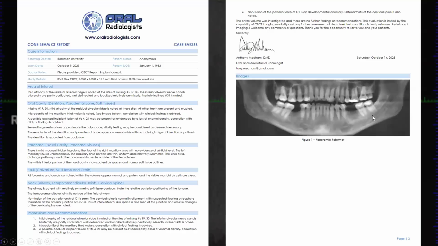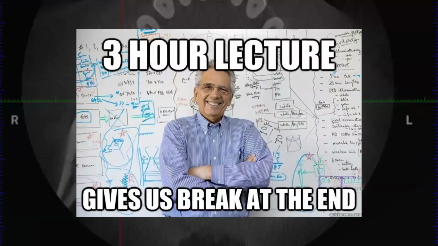This is maybe a more recent one where I have the panoramic reformat. Sometimes we do a limited field of view, so it looks pretty narrow. This one cuts off the TMJs, but it does capture all of the dentition and the maxillary and mandibular bone around the teeth. All right, long enough lecture.